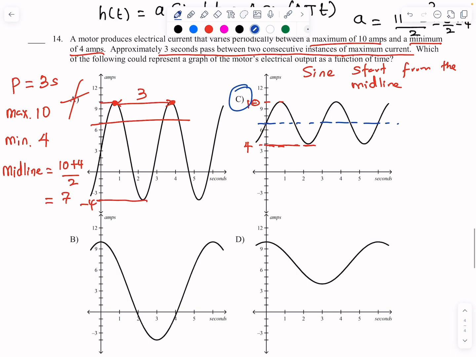Now we're going to see how to solve the next question.